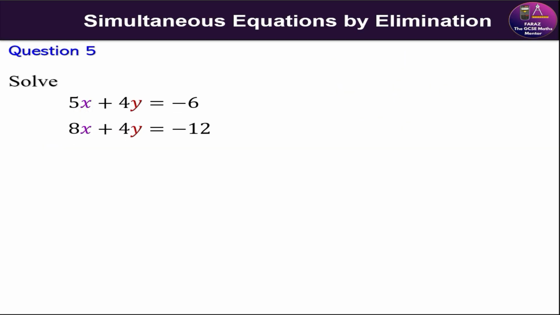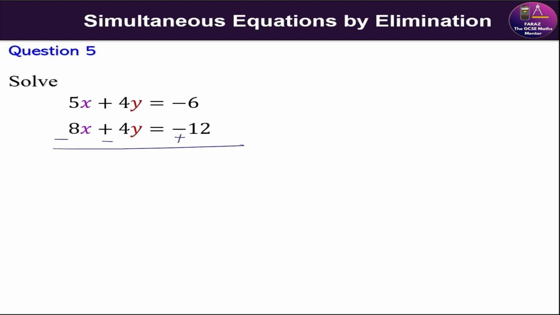5x plus 4y equals negative 6, 8x plus 4y equals negative 12. Again, we have to look for the same coefficients. So here, the coefficient of y is the same in both equations, so we can easily eliminate that. So to do the elimination, we have to subtract here. So you have to change the sign of the second equation. If it is plus, it will become negative. If it is negative, it will become plus. As we multiply it by the negative sign, that's why we have to change the signs of the second equation.